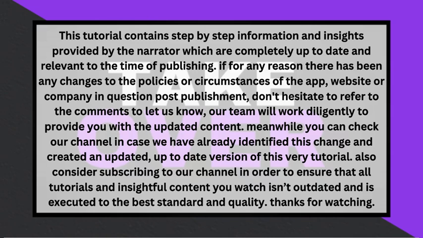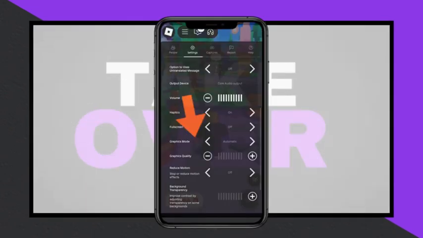If the warning continues after closing background apps, you can reduce the graphics quality in Roblox games. Once you're in a game, tap the Roblox icon in the top left corner to access the settings menu. Scroll down to the Graphics Mode option. If it's set to Manual, try switching it to Automatic to let Roblox adjust the settings for you.